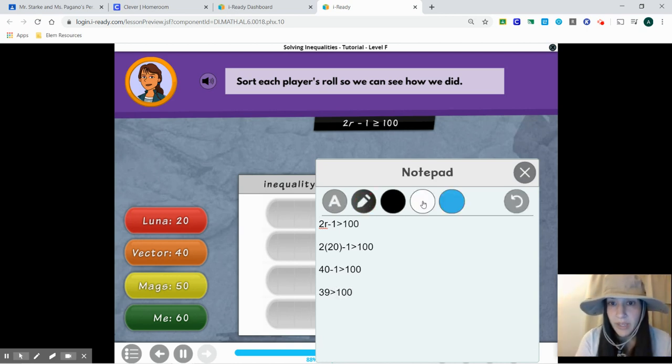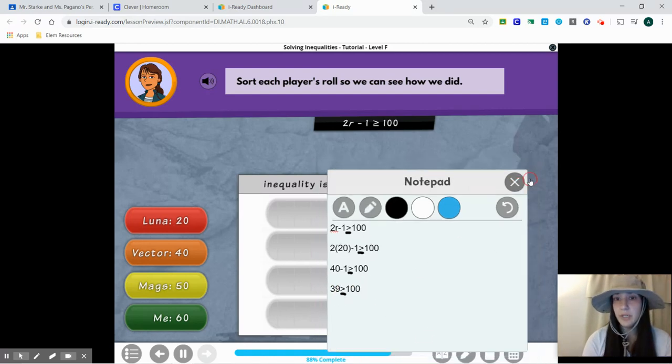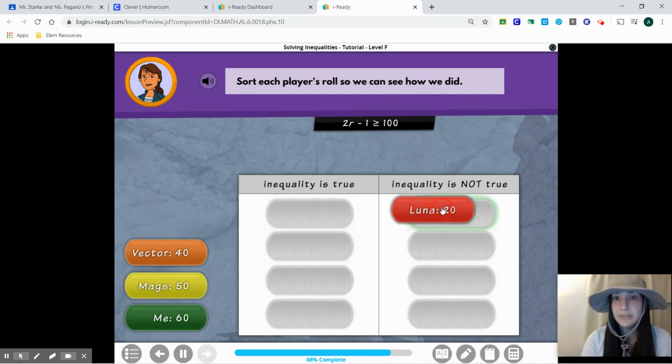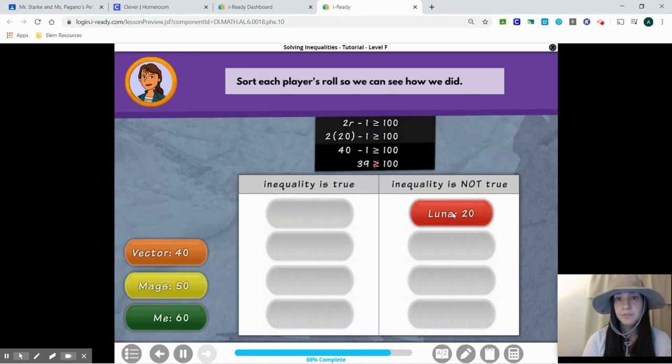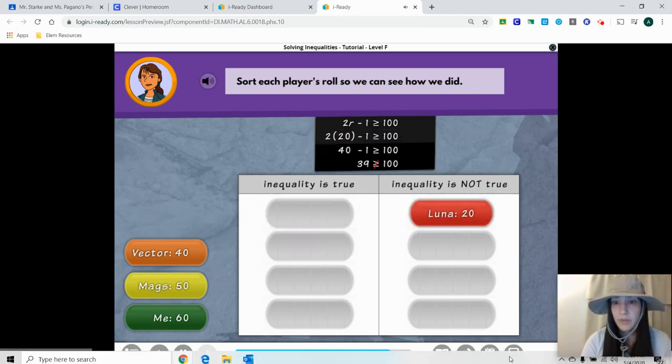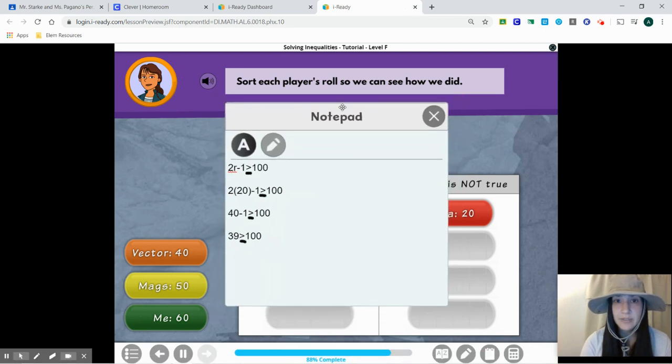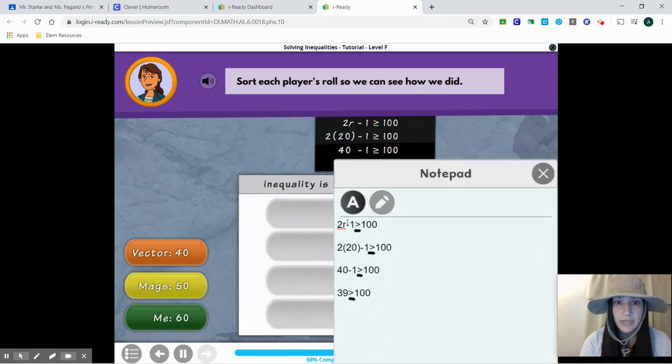Now, oh my gosh, look at this beautiful blue color. Oh, this is so exciting. Okay, I'm drawing the little mini equal sign underneath so that we see this a tiny little bit better. All right, so 39 is not greater than or equal to 100. Let's close this. So Luna does not make this inequality true. There's our work.